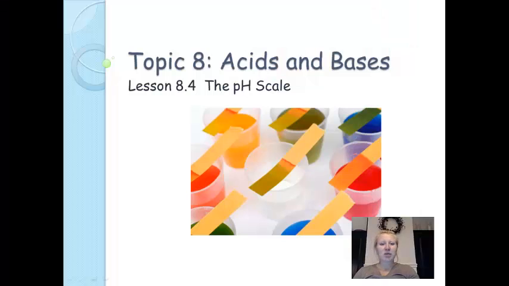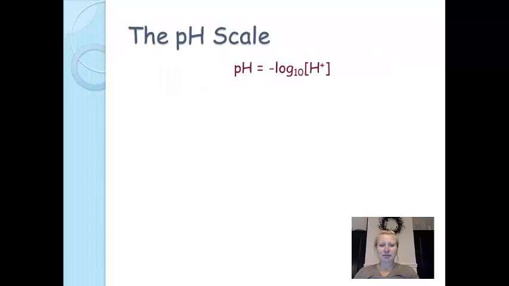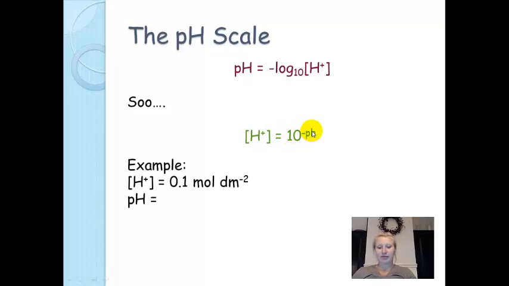This is lesson 8.4, the pH scale. To calculate the pH of a solution, you're going to use the following formula. The pH is always equal to the negative log of the concentration of H+. Vice versa, if you're trying to find the concentration of H+ and you only know the pH, you can use the formula: the concentration of H+ is equal to 10 to the negative pH.